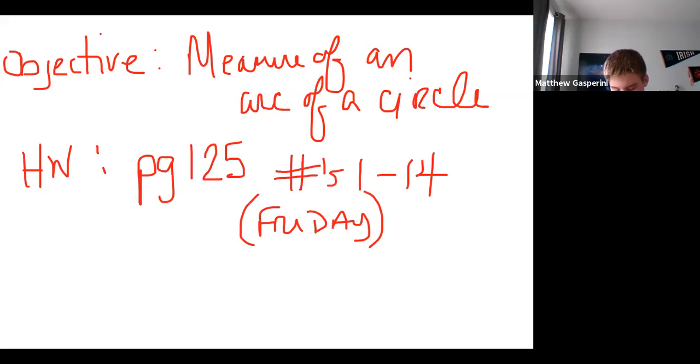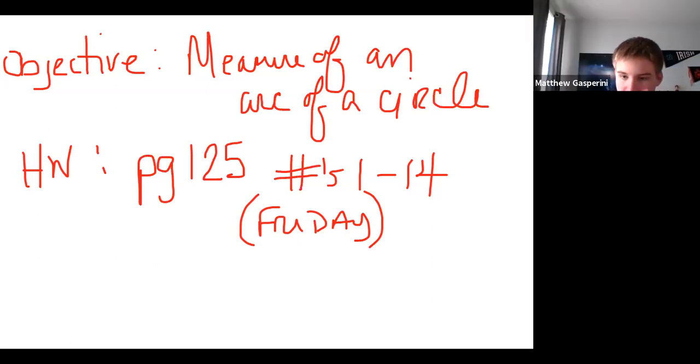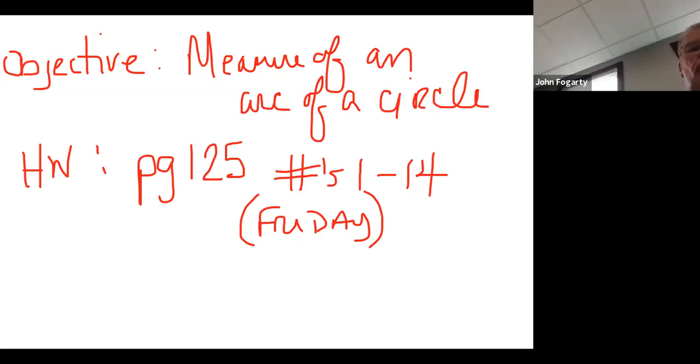And all we're going to be talking about is finding the measure of an arc. Then we're going to do some work on that, and we'll see how it works, and then we'll go from there. Comprende? So far, so good? This isn't brain surgery, by the way.